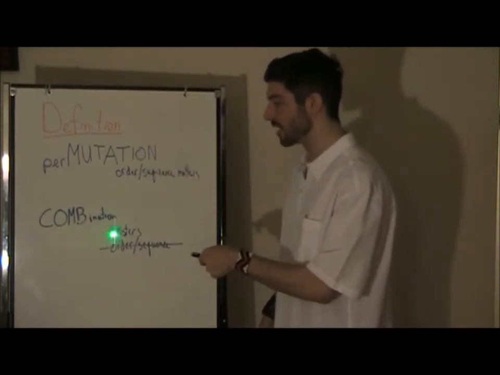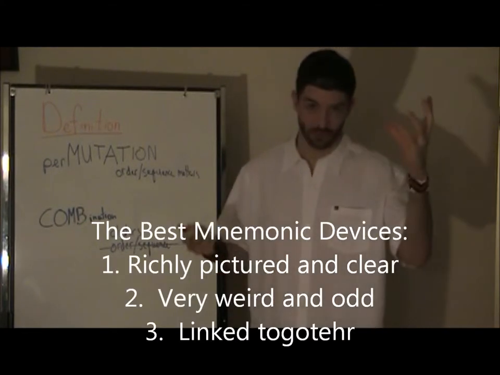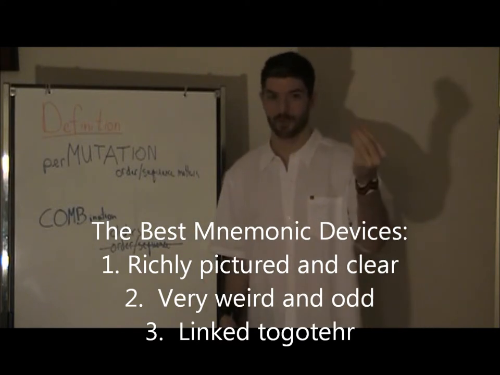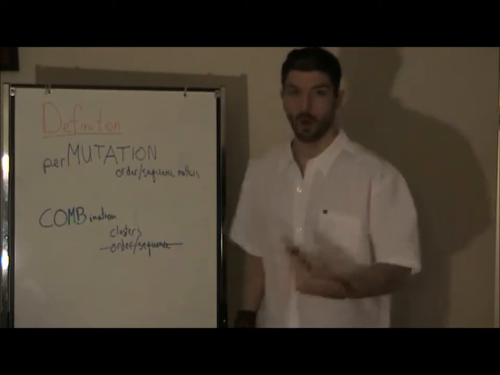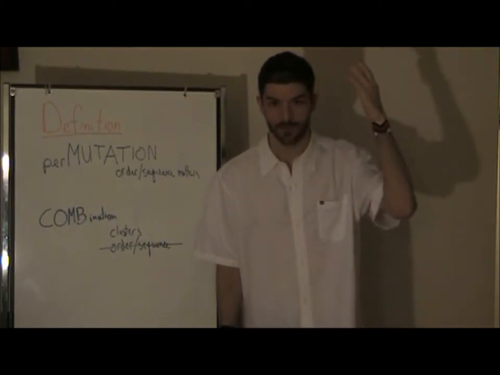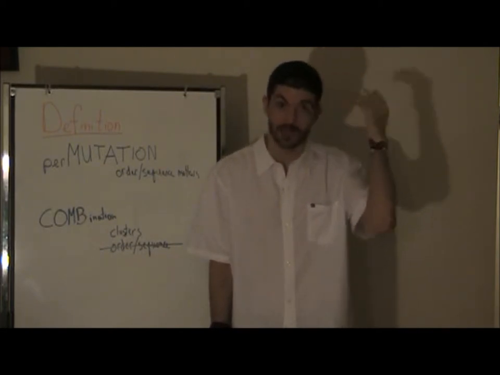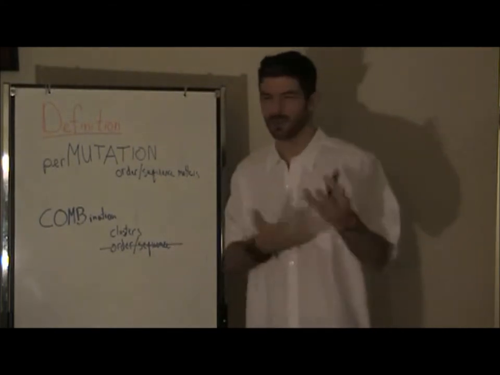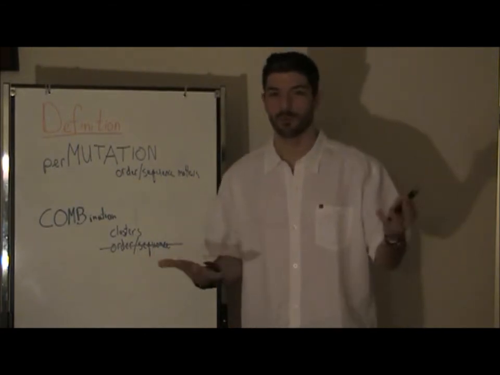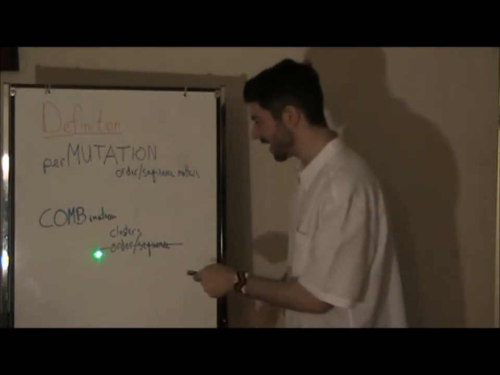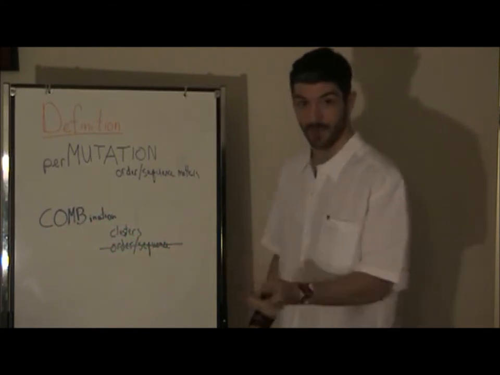Now again, this one's a really weird mnemonic, but because it's so weird, you'll remember it. The whole point is not to have a logical mnemonic device, it's just to remember the definition. So in the word combination, there is the word comb. When you comb your hair, all the hair follicles, does their sequence matter? No, it just matters that they're combed. That's not as strong a mnemonic device as mutation, but it's so weird that you remember it: comb your hair, sequence doesn't matter. Combinations is in reference to clusters, and order and sequence does not matter with combinations.